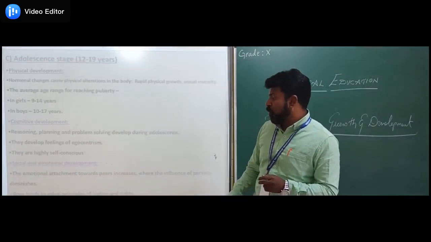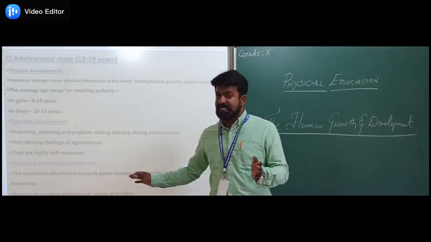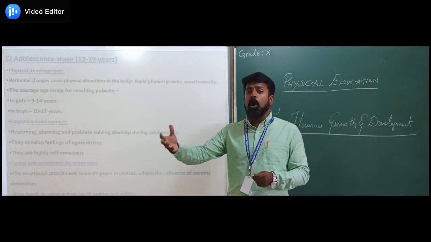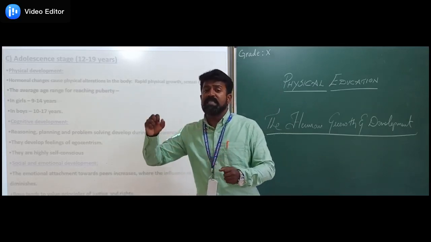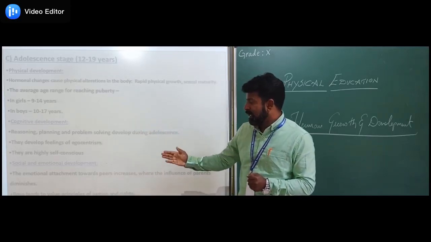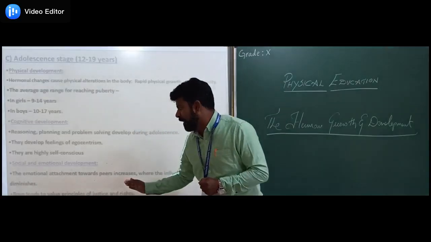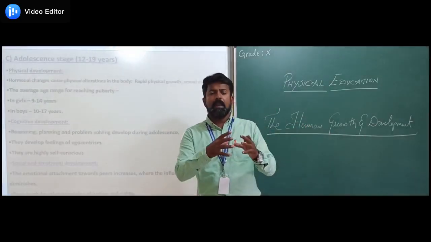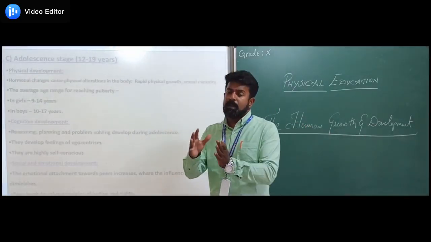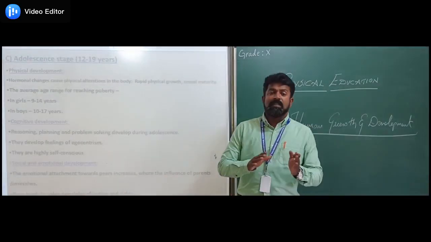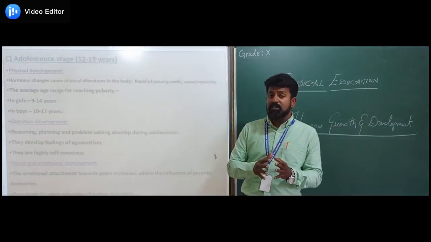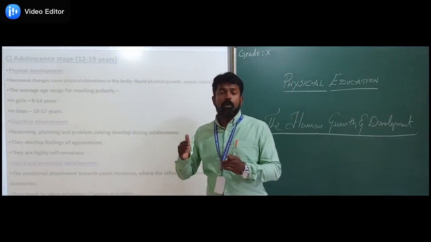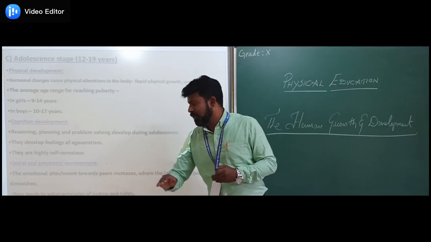And boys tend to value principles of justice and rights. So these are the differences between boys and girls in social development. The boys will be towards the rights and justice, and the girls will be for caring and helping others. So the values completely change. These are the three different developments of adolescence: physical, cognitive, and social and emotional.